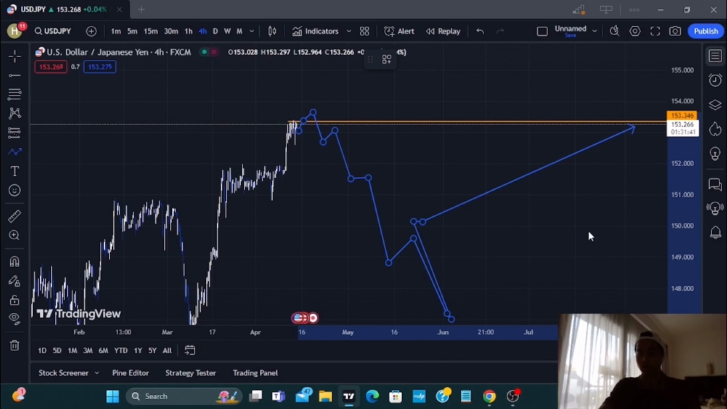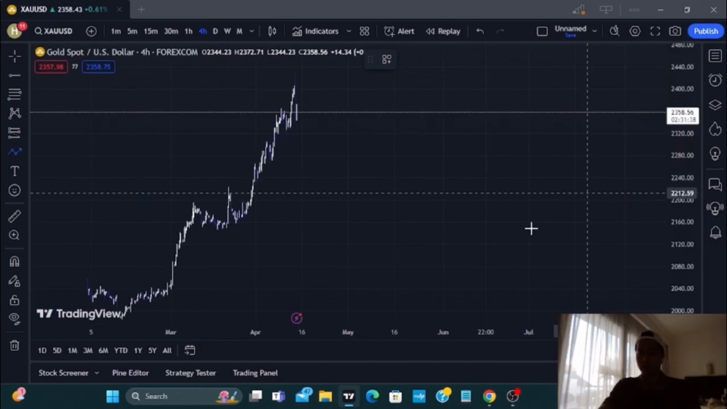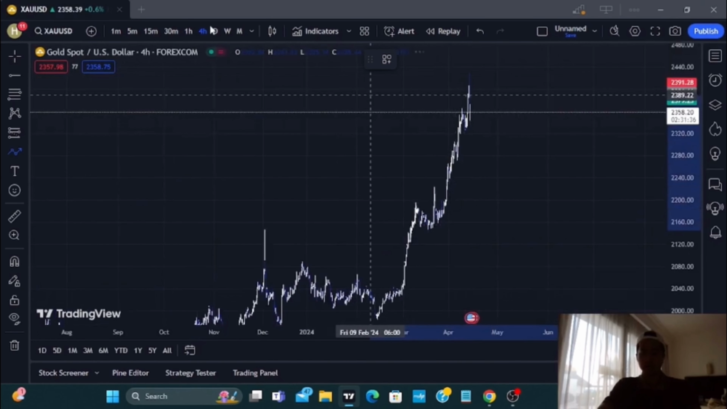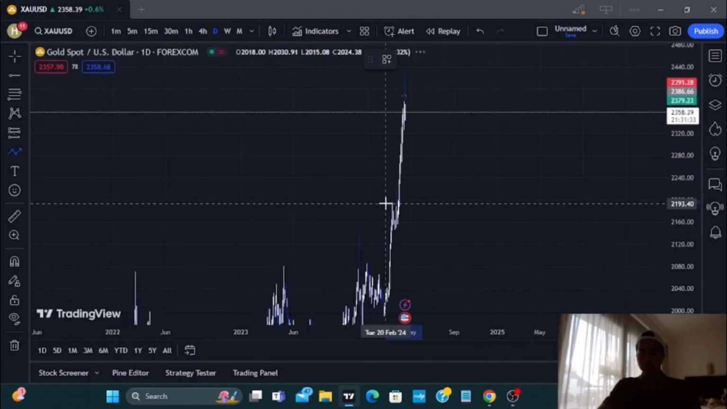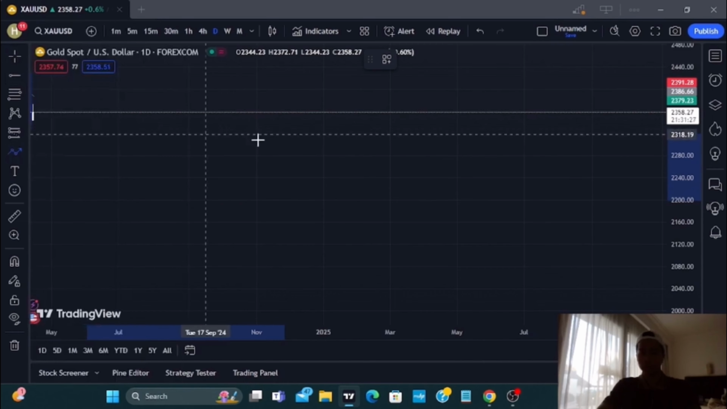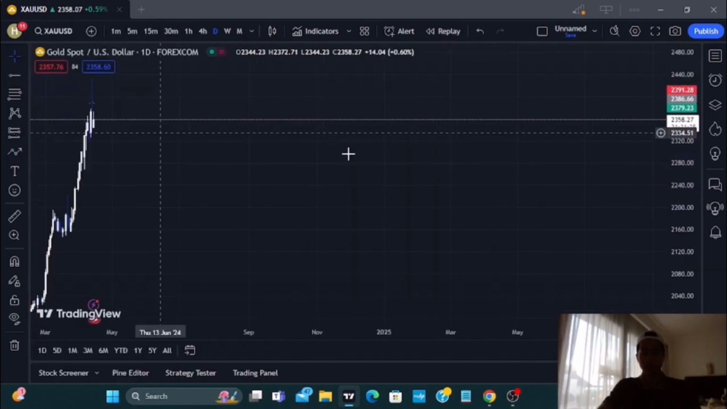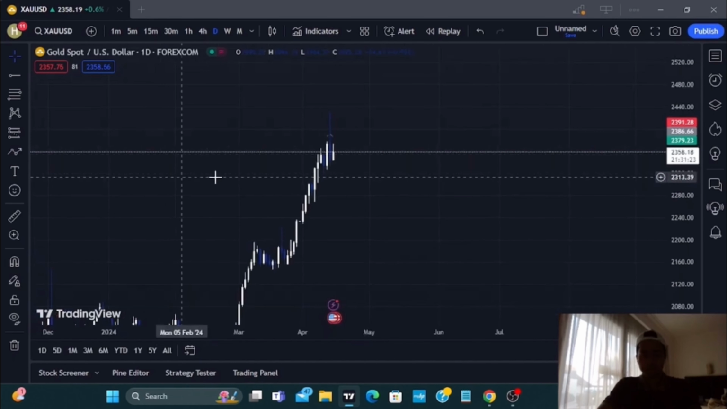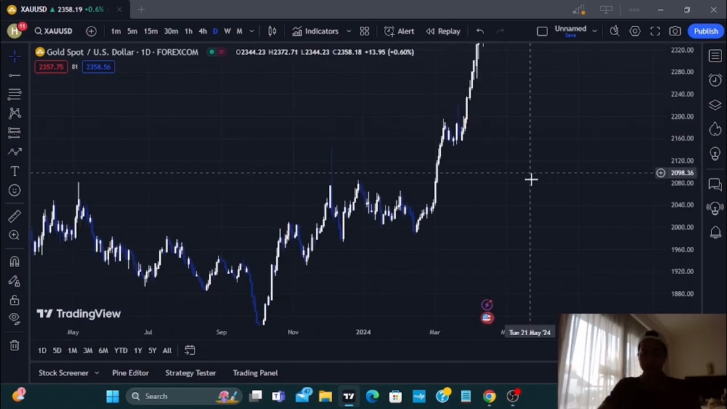And if we hop onto gold, the weekly prediction for gold is currently bullish. Price has been in a major up move. Let me delete this. I don't know what this is. Price is currently in a major up rally.